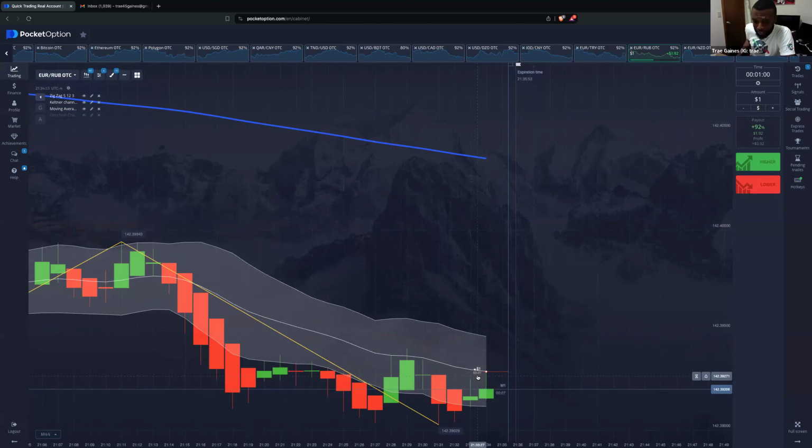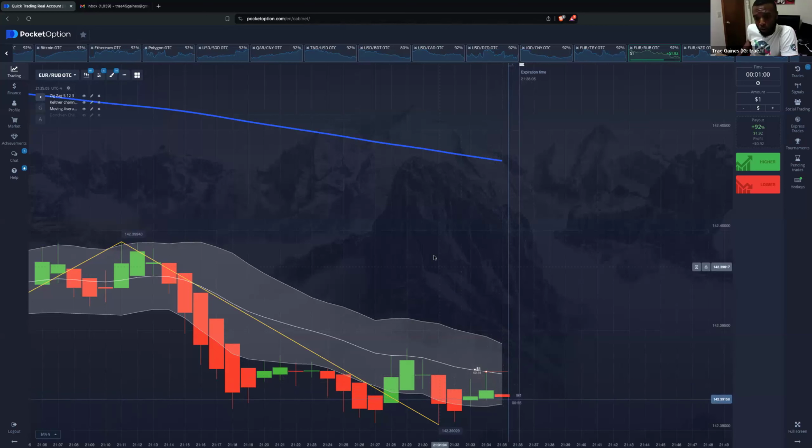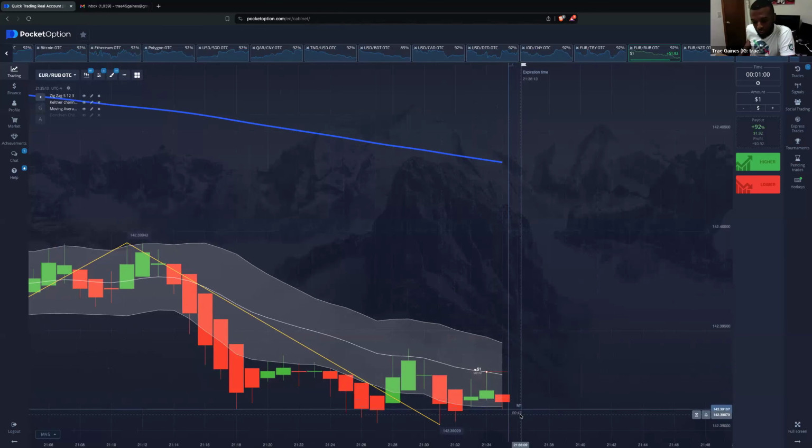Why? Because I still have 30 seconds left in this trade. I won't enter until the top of the next candle. This one doesn't look like it, because I'm going to win it. But if I was to lose this trade, I wouldn't enter the next trade until this 47 seconds is up.